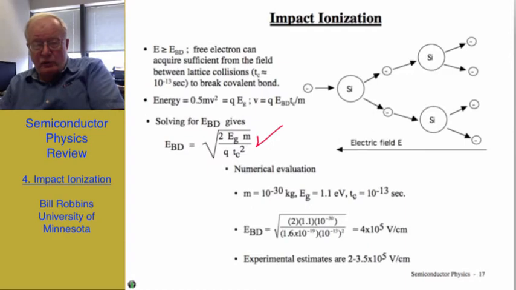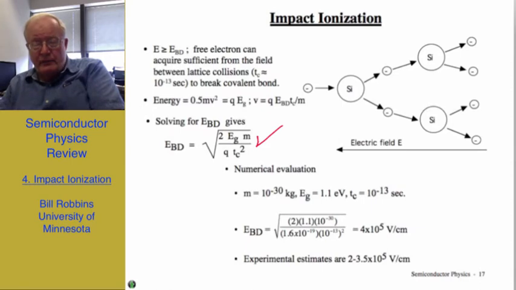If I evaluate this numerically for silicon, using the quantities that I'm showing down here, I would roughly estimate for silicon about 400,000 volts per centimeter is the breakdown field strength. Experimentally, it's on the order of about 2 to 3 times 10 to the 5th volts per centimeter. This sounds like a fairly accurate estimate, but I've rigged the books a little bit, so to speak, in that I've chosen sort of an average collision time that gives us this breakdown field strength.